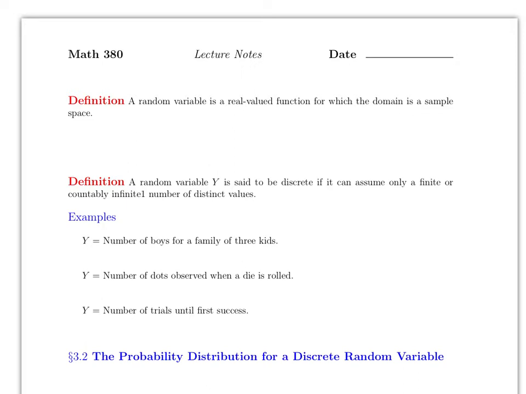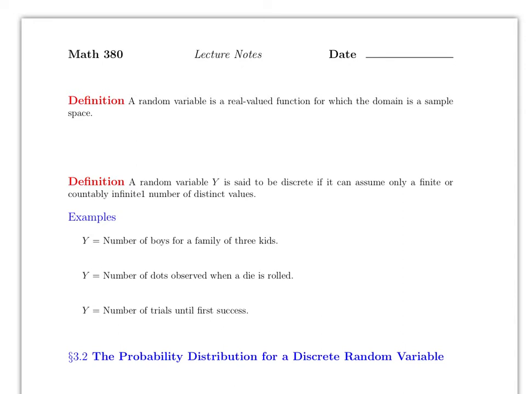From now on, in the class, everything is going to be about random variables. So what is a random variable? A random variable is a real value function for which the domain is the sample space. So everything, again, like I told you before, will be related to the sample space.